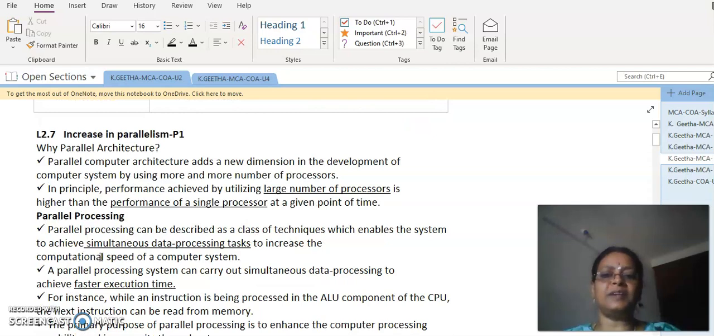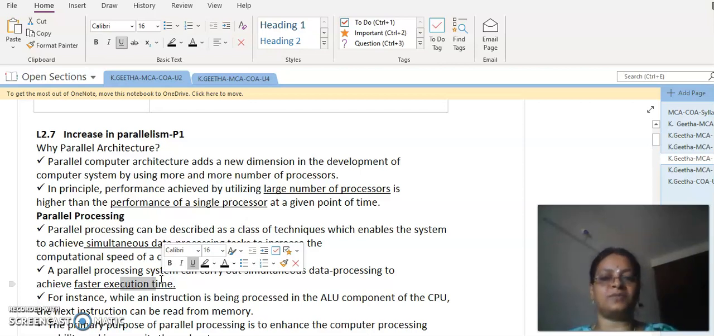It is one of the techniques which makes us perform simultaneous data processing tasks. And why do we do it simultaneously? Because we have to increase the computational speed. To do this, we need multiple infrastructure, namely in terms of functional units, or in terms of processors, or in terms of computers themselves. It can achieve faster execution time by distributing the entire job among the multiple computers. It is possible to reduce the total time taken for execution.